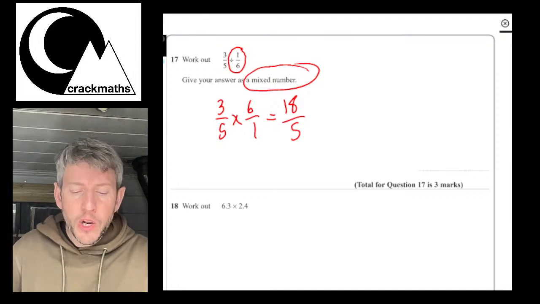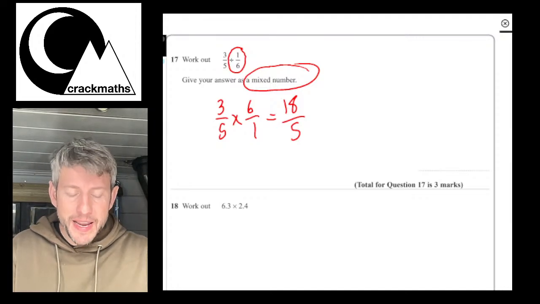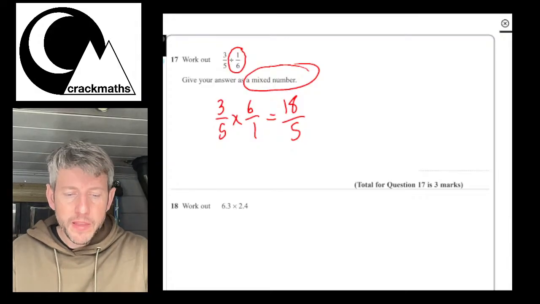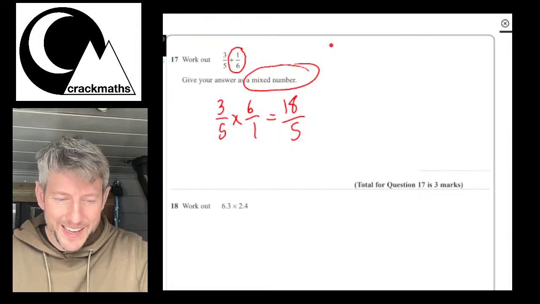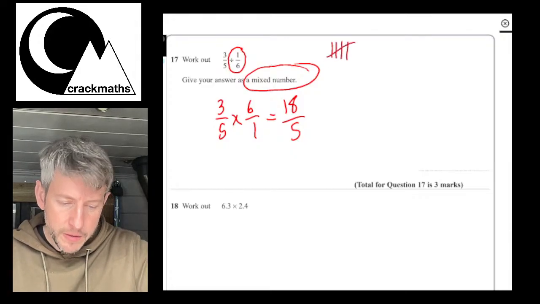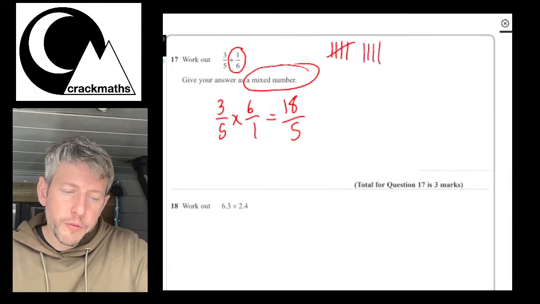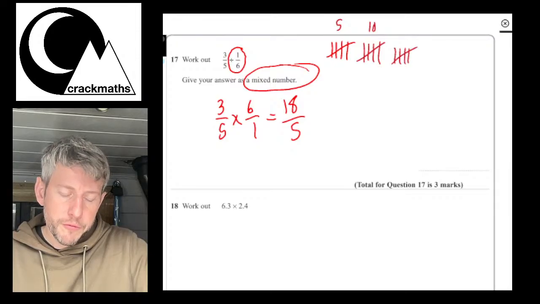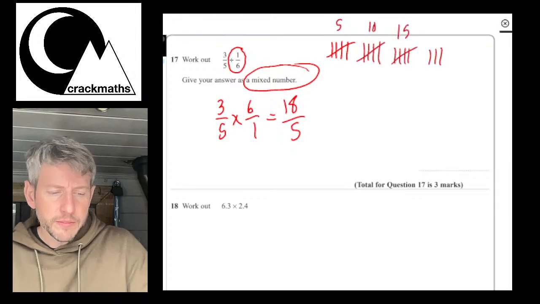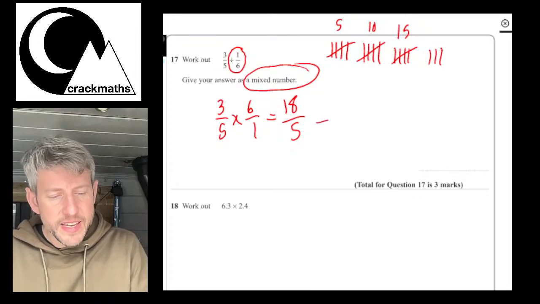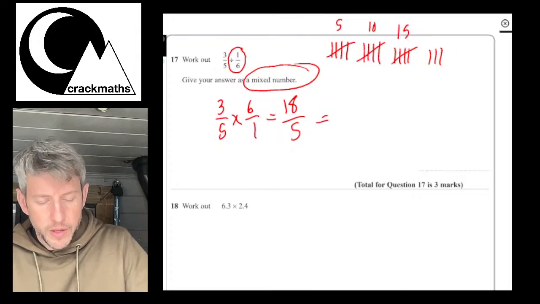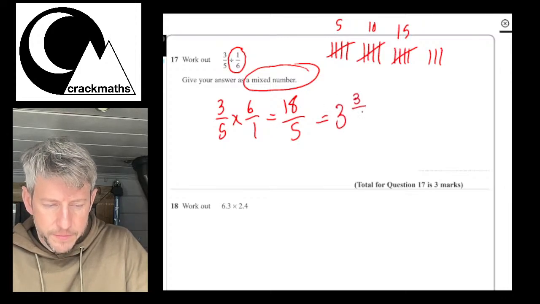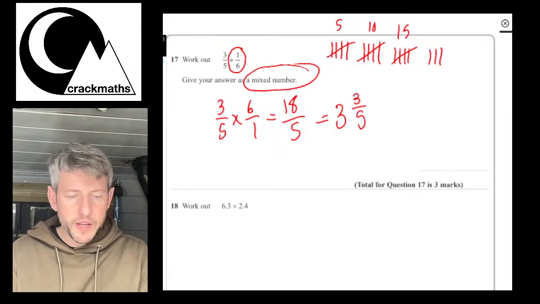So basically we're looking for how many wholes can be made out of this, which is how many groups of 5 18 can be divided into. Well, I could use a tally actually. 1, 2, 3, 4, 5. So that's one group. 1, 2, 3, 4, 5. So that's 10. 1, 2, 3, 4, 5. 15. And then 1, 2, 3. So I can see that 18 is 3 whole groups of 5 with 3 left over. So that's 3 and 3/5. Okay, so I can do it like that.